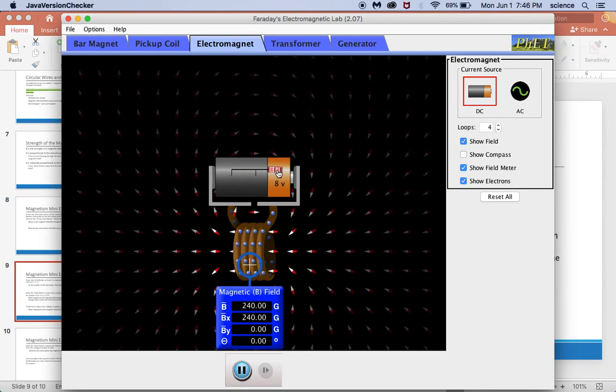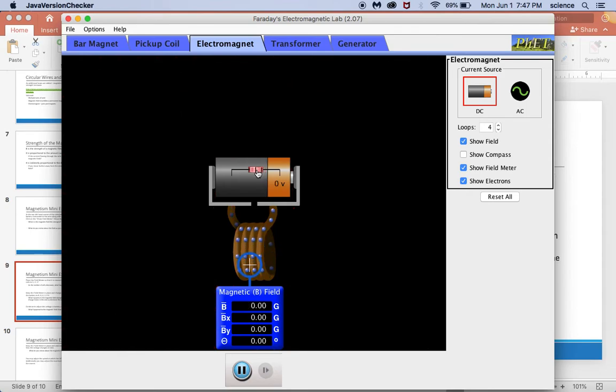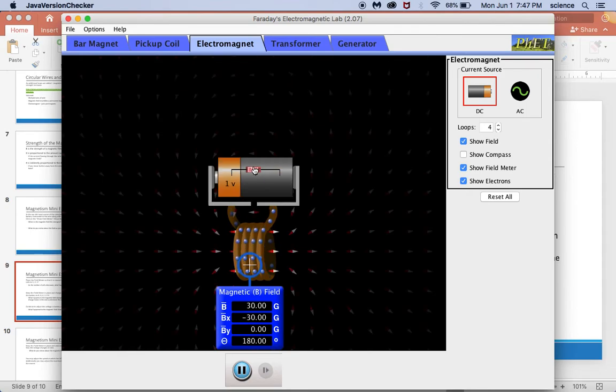Now I'm going to go back and put it over here at 9, and I want everyone to take notice of the compasses and the direction that they're pointing. So all of the north ends of the compass inside are pointing to the right, and the south are pointing to the left. Look at what happens to the magnetic field as I change the polarity of the battery.